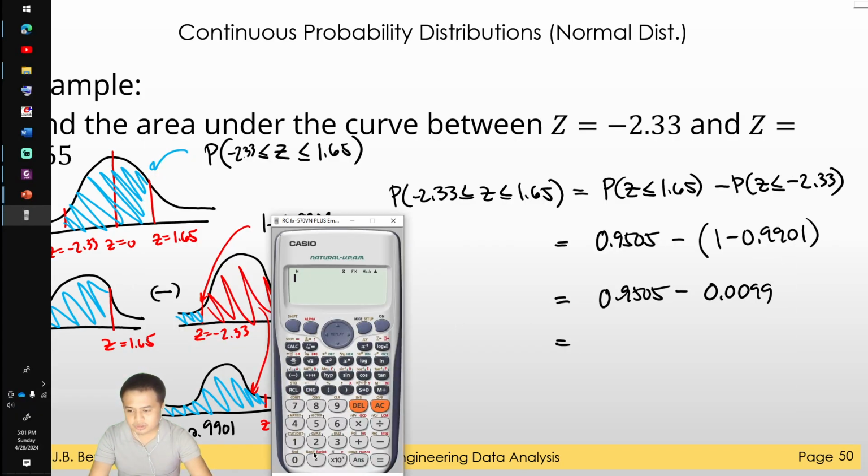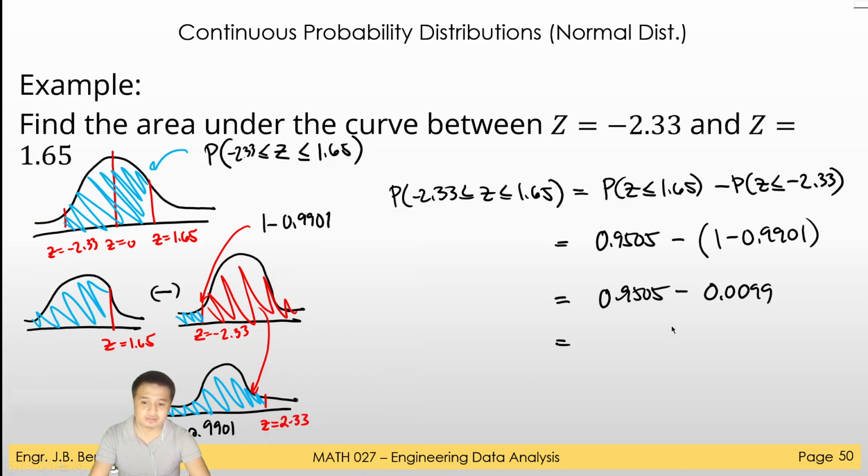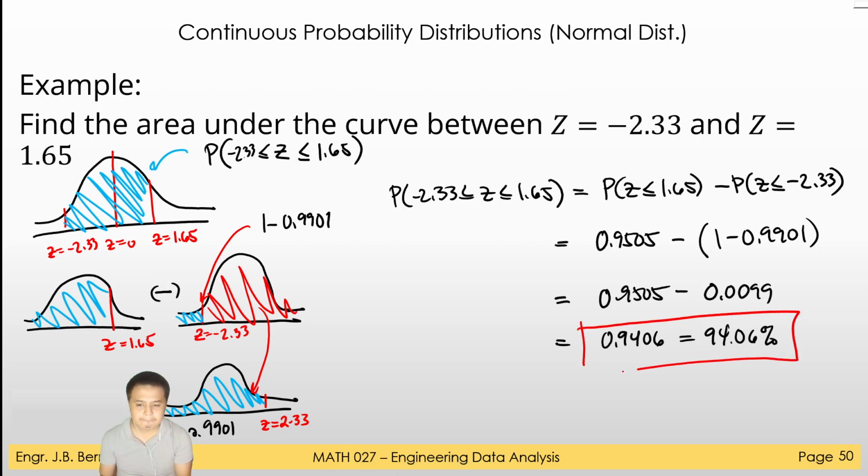So if you compute this, 0.9505 minus 0.0099, the value will be 0.9406. This is also the same as 94.06%. Okay? I hope that's clear, no?